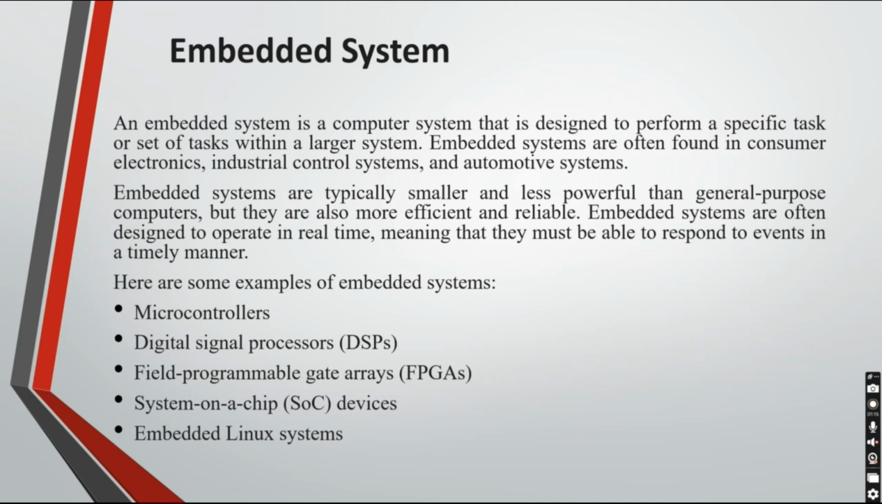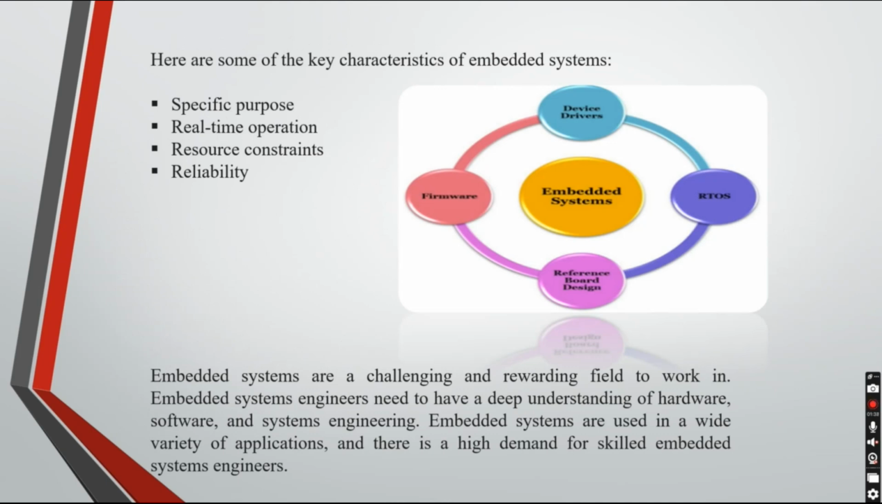Embedded systems are often designed to operate in real time, meaning that they must be able to respond to events in a timely manner. Here are some examples of embedded systems: microcontrollers, digital signal processors, field programmable gate arrays, system on a chip devices, embedded Linux systems. Also, here are some of the key characteristics of embedded systems.